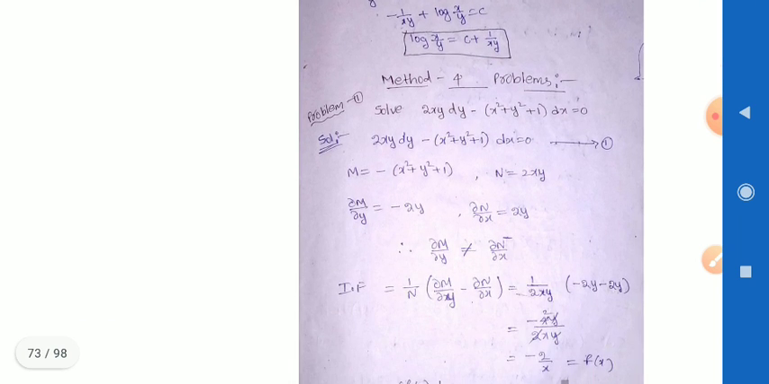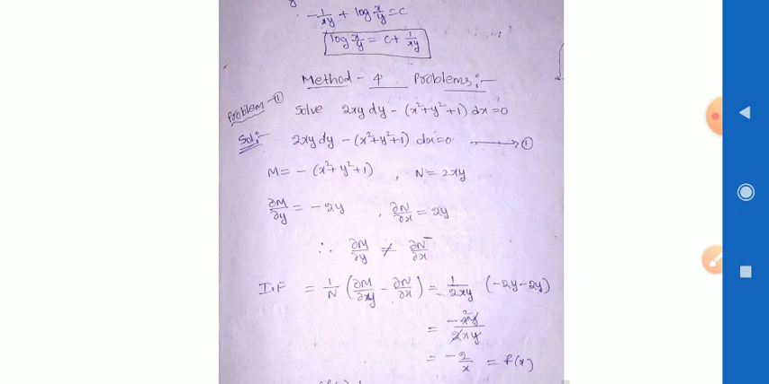Now method number 4. For method number 4 we have the problem: solve 2xy dy − (x² + y² + 1) dx = 0. Here it is in the form of M dx + N dy = 0. We have M = −(x² + y² + 1). Here N = 2xy.